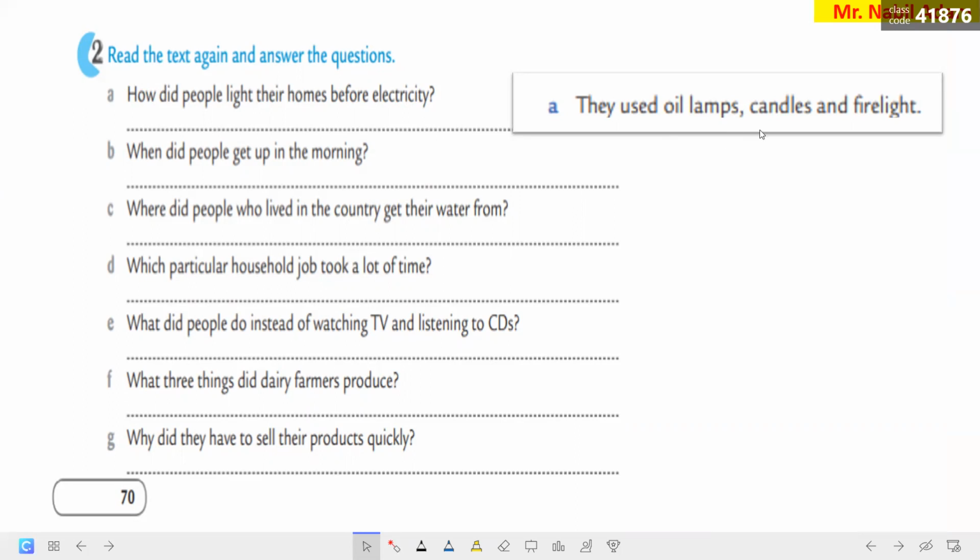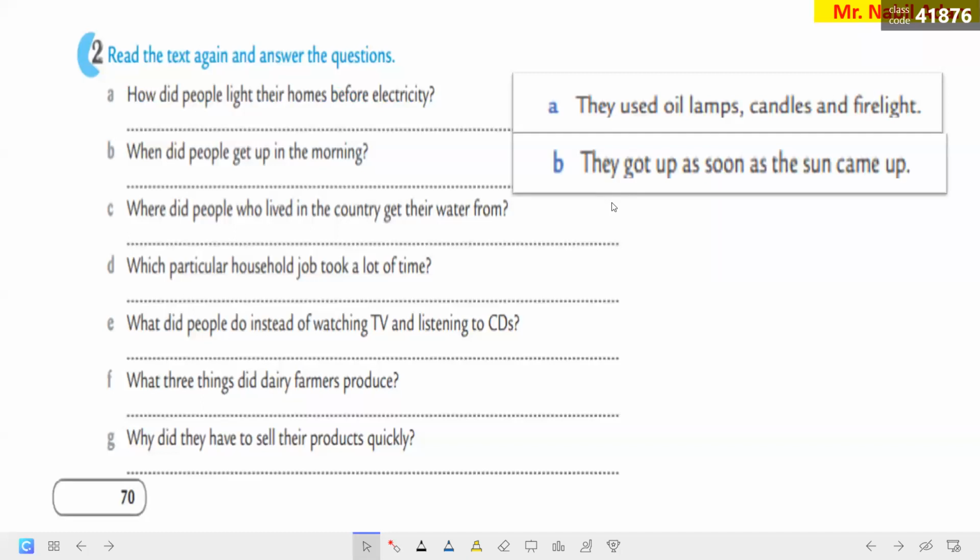They used oil lamps, candles, and the firelight. When did people get up in the morning? You have to know the time. They got up as soon as the sun came up.